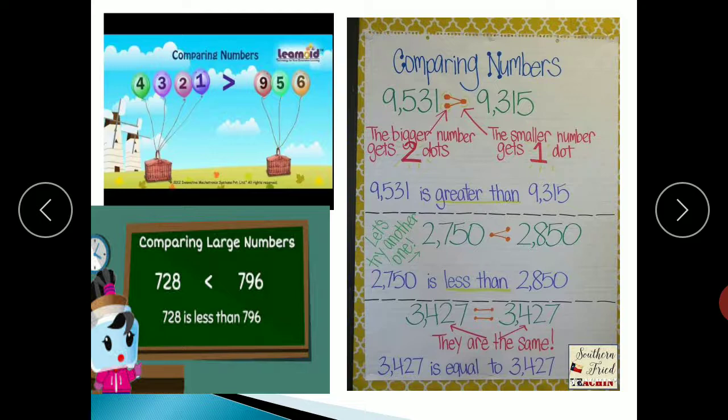The smallest 1 digit number we learned. Now the smallest 2 digit number is 10. The smallest 3 digit number is 100. The smallest 4 digit number is 1000.